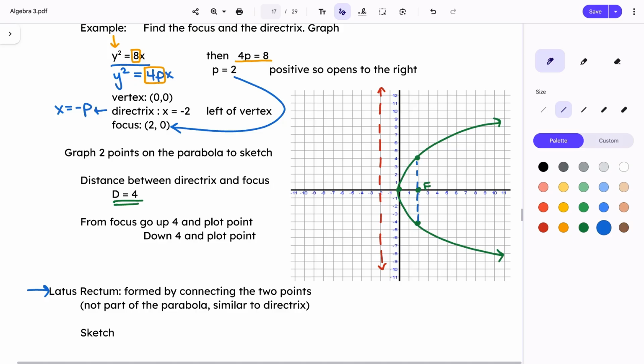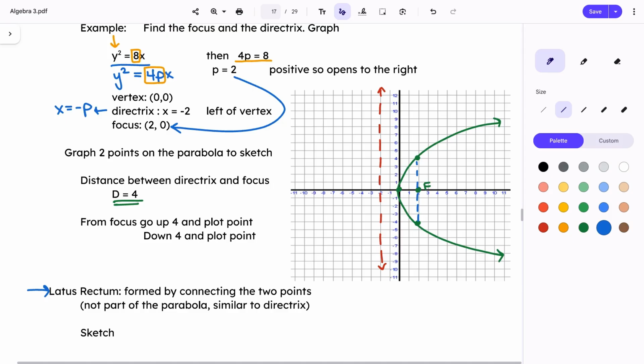I just drew it in blue. It's not technically part of the parabola, just like the directrix is not really part of the parabola. It's just on the other side. But it does show that connection between those points that we use there. So if you see someone talking about that or wanting you to graph that in, they're just wanting you to connect those 2 points that you drew. Okay? So not as much to graph for these ones.